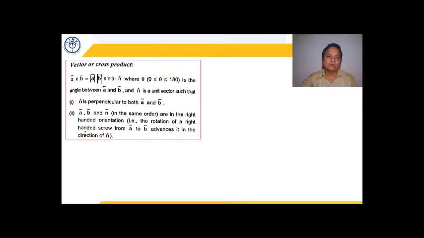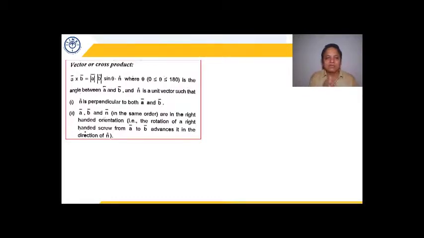Now moving to vector or cross product. It says A cross B is AB sine theta into eta, where theta lies from 0 to 180 and is the angle between A and B. And eta is a unit vector such that eta is perpendicular to both A and B.